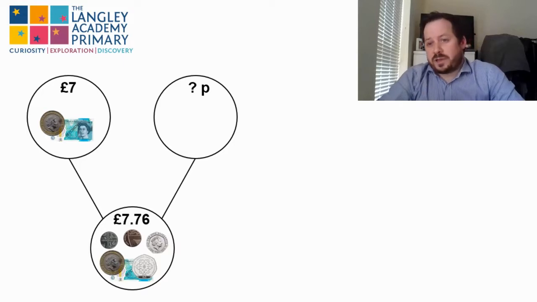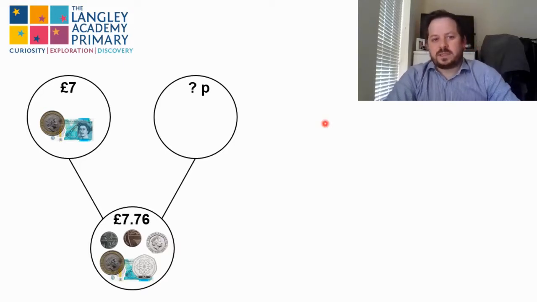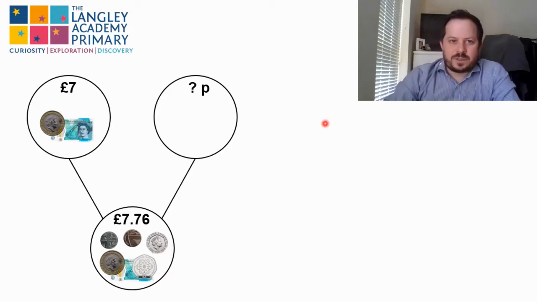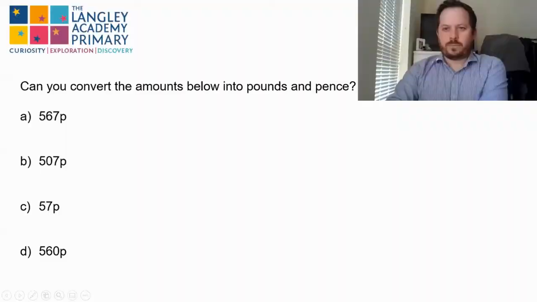Okay, so like I said, 7.76 pounds is the same as £7 and 76 pence. And we can see that here. There's the 5, there's the £2. That's been taken away up here. That's just £7. You're left with a 5, a 1, a 20, and a 50. 50, 60, 70, 75, 76. 76 pence.